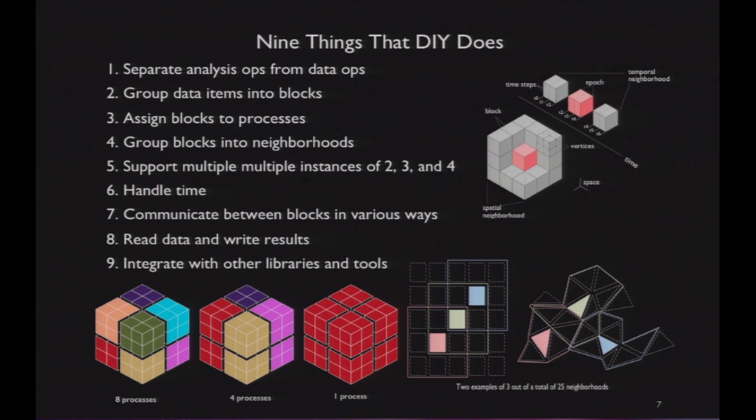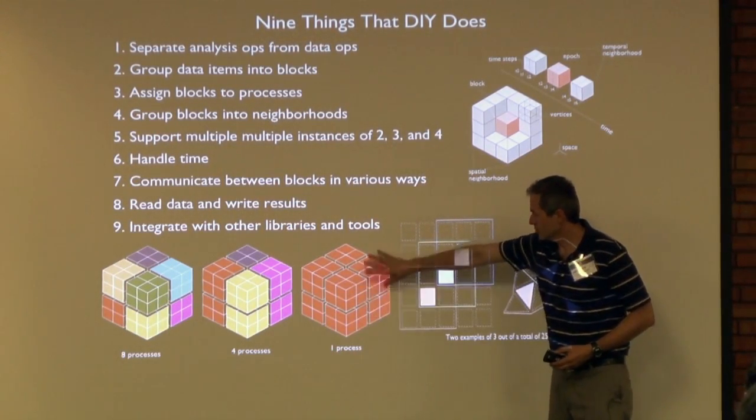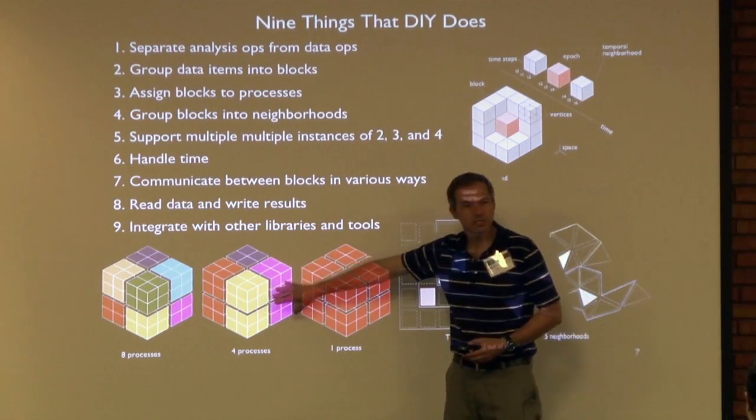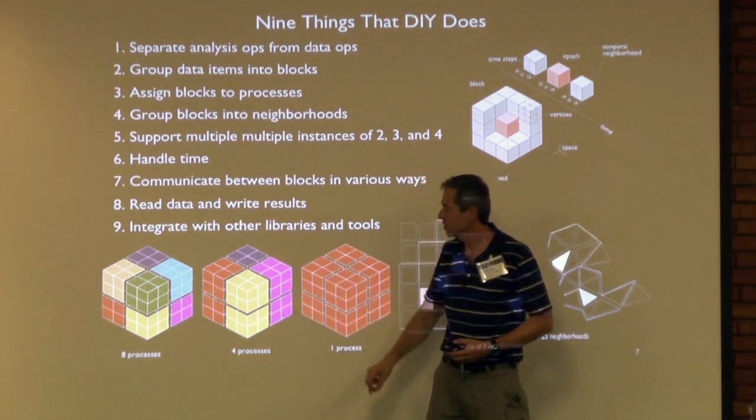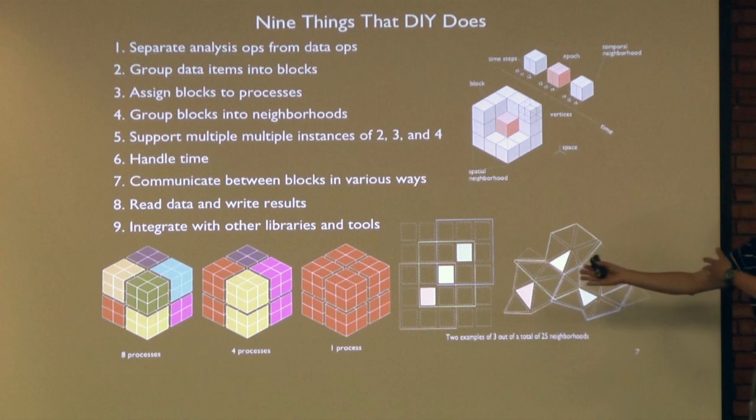So you could run the same program with these 8 blocks on one process where they're all colored the same, or on 4 processes where 2 of them are on the same process, or on 8 processes where each one is colored differently by process, right? To DIY, that's all the same program. You write that program once, and you choose to run it on different size machines. So it's blocks communicating with each other, not processes. And that's what DIY does. It basically divides a problem into blocks and communicates information between them. And so this assignment of blocks to processes is actually a legitimately important step that should not be overlooked.